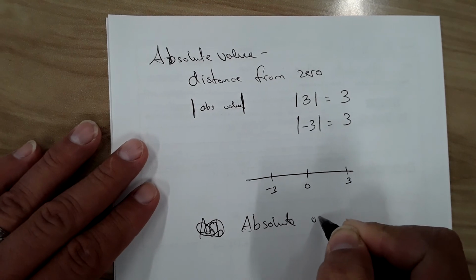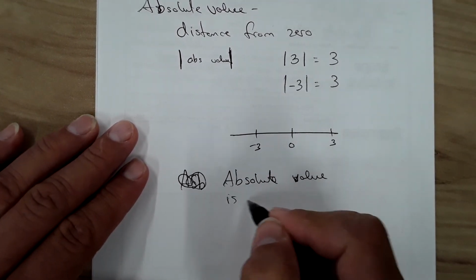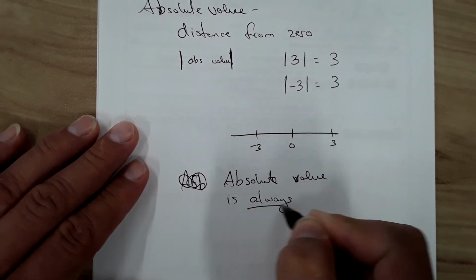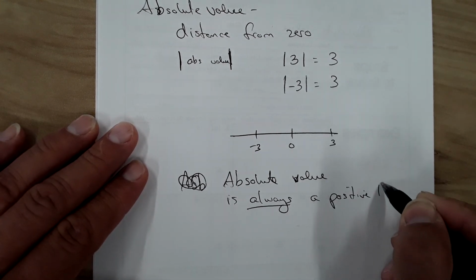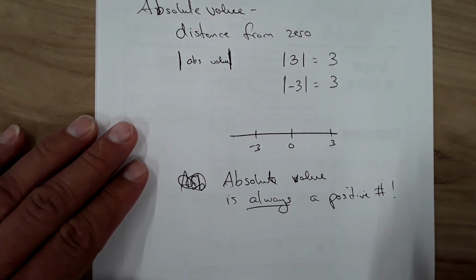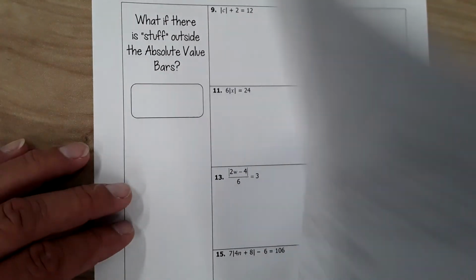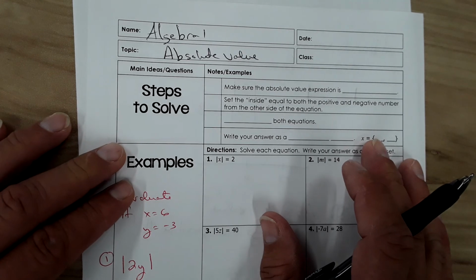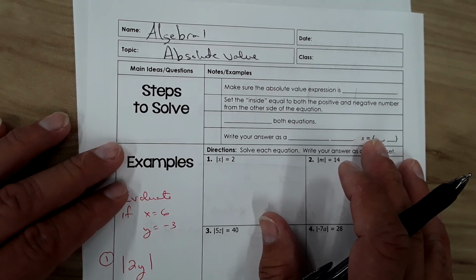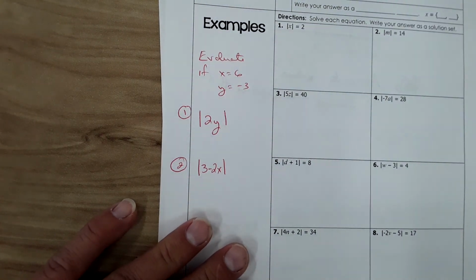absolute value is always a positive number, because distance cannot be negative. Distance is a positive number. So the absolute value of anything has to be a positive number. All right, so we're going to talk about solving some absolute value equations. But first, let's look at how we evaluate absolute value equations.